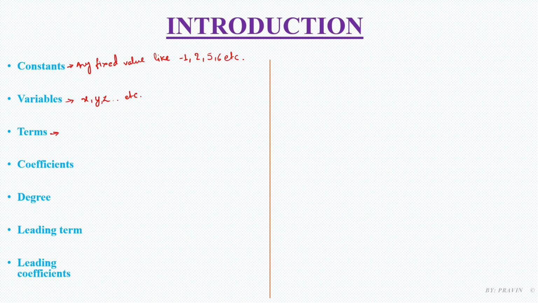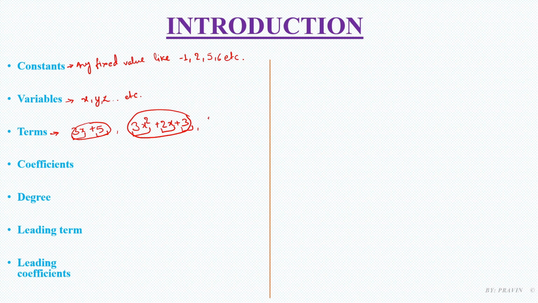Next is terms. Let's look at an example. Say you have 3x plus 5. So 3x is a term while 5 is another term of this entire polynomial. Similarly, you have 3x square plus 2x plus 3. So 3x square is one term, 2x is another term, 3 is another term. So this polynomial has 3 terms.